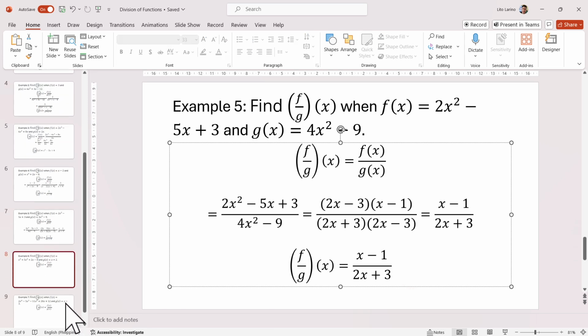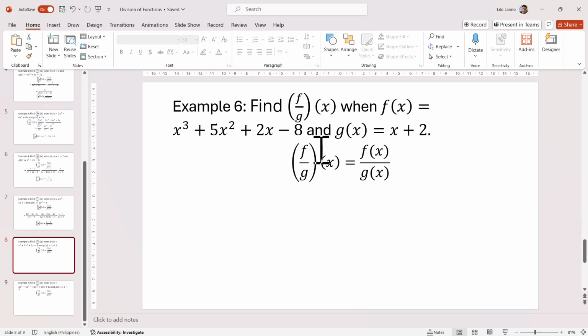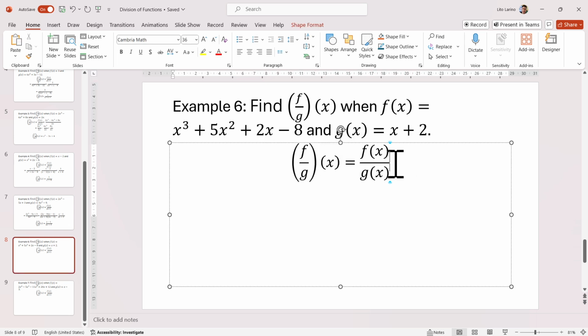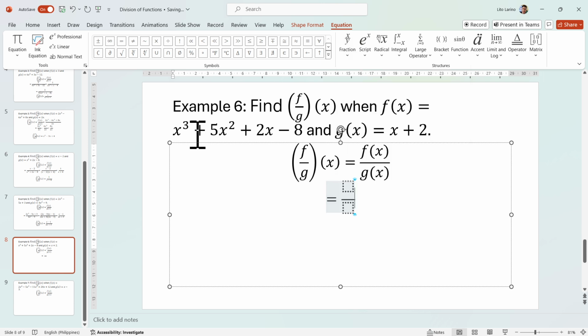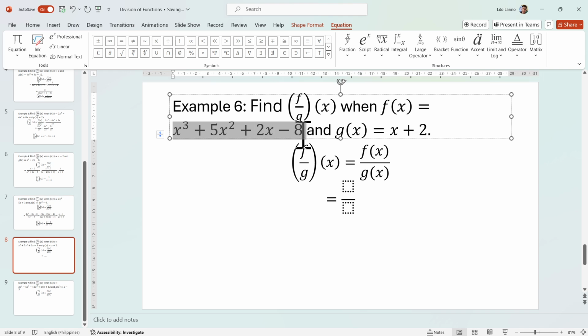Let us have the second to the last example. Find f over g of x when f of x is equal to x cubed plus 5x squared plus 2x minus 8, and g of x is equal to x plus 2. Now, in this case, we can use the long division process, or we can just use synthetic division. I hope you've watched my video on synthetic division. But before that, we will first substitute the expressions in our equation.